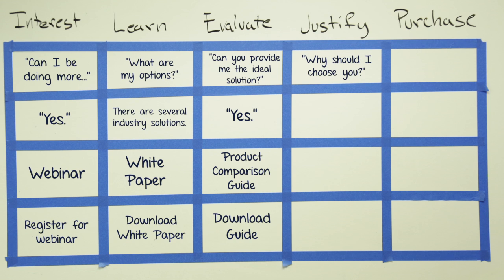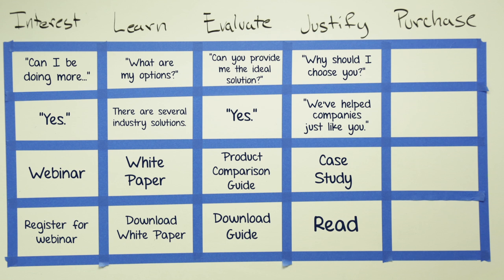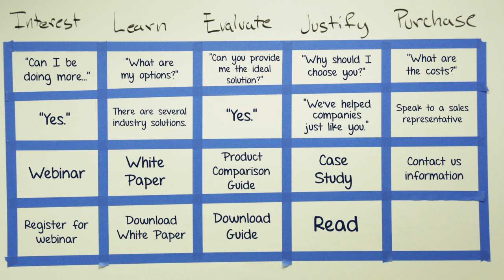In the justify phase, your prospect is doing due diligence. You have a lot to accomplish here, not just solidifying the preference for your solution, but also confirming to the decision maker that you are a dependable partner, and giving them the ammunition to justify their recommendation to the decision ratifiers in their organization. Finally, in the purchase phase, you'll want to tee up the sales conversation. Ideally, at this point, the prospect will be a hot lead and ready to talk details.